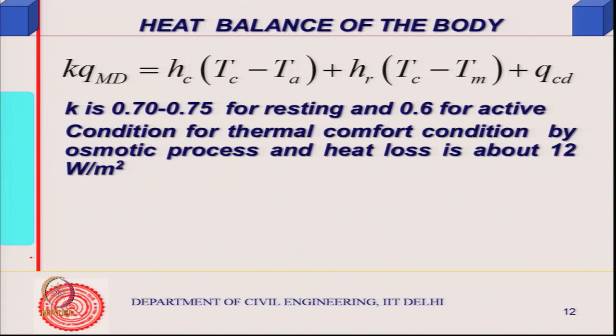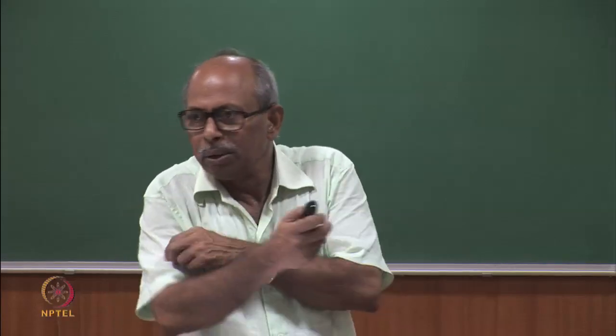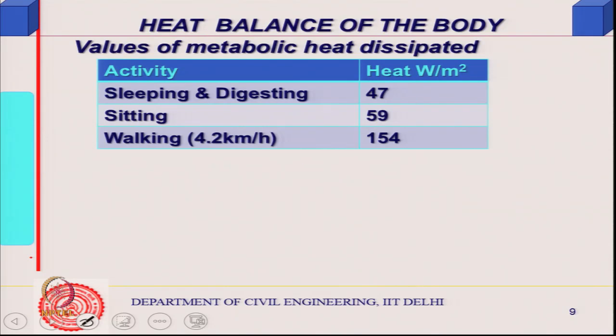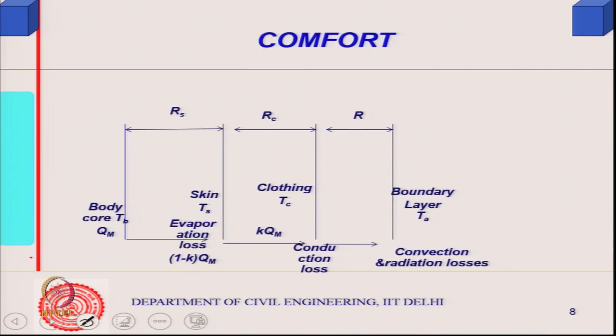So, K is 0.70 to 0.75 for resting and 0.6 for active condition for thermal comfort condition by osmotic process, and heat loss is about 12 watt per meter square. Various values show how much is lost from the body before passing through the cloth and skin, because if you remember that model that we did earlier, some portion of heat goes away straight away, right. This passing through the clothing also has to pass through the boundary layer, and here clothing temperature is Tc, this is the skin temperature. KMD has to pass through there.